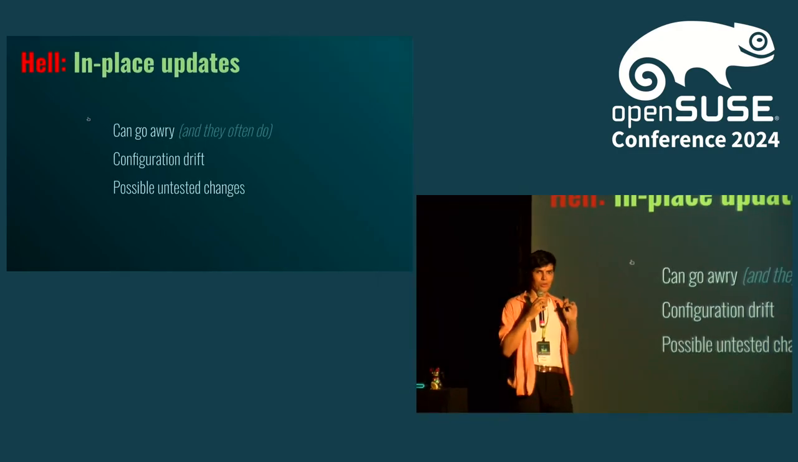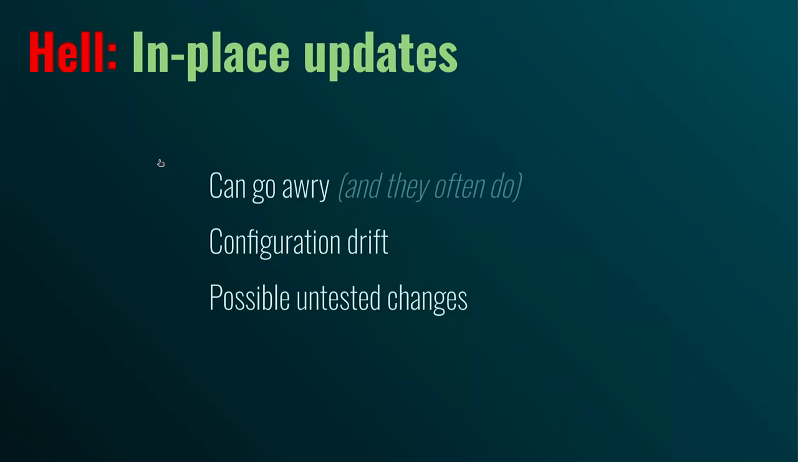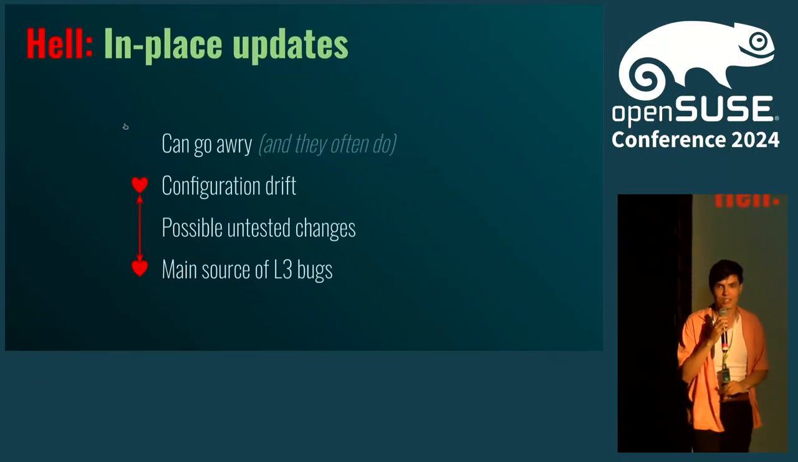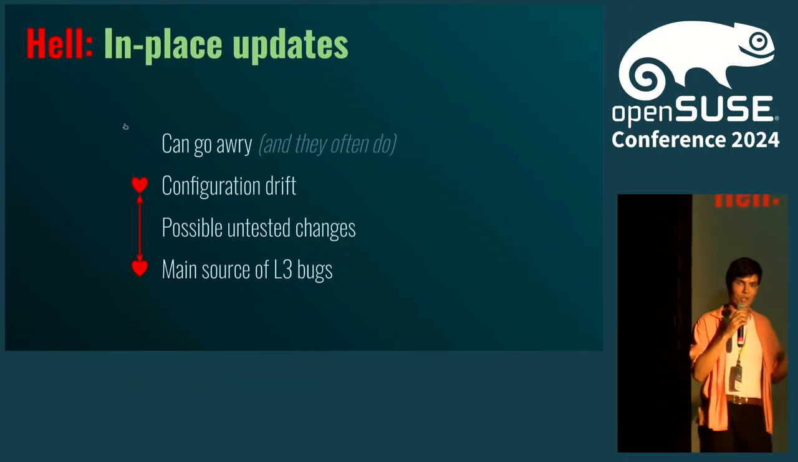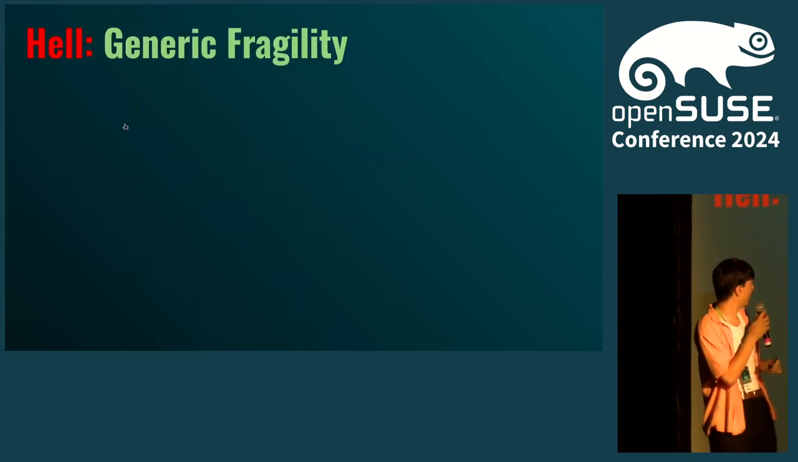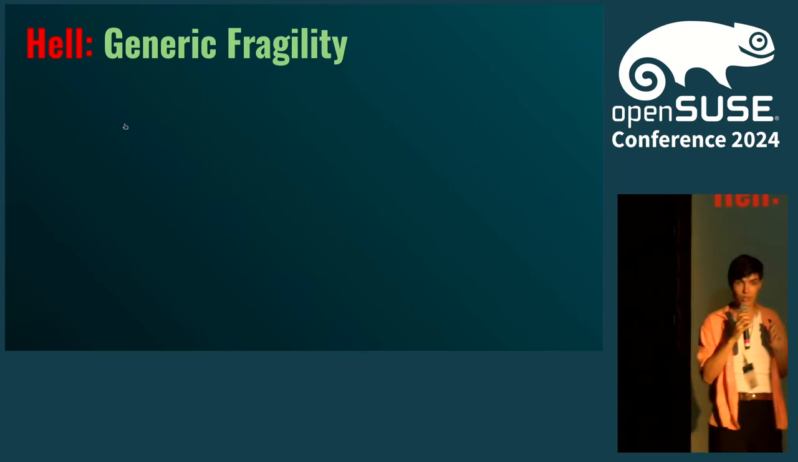You don't really have the time to test your changes when you're updating them on the live system, right? And yeah, this causes a lot of very complicated bugs, and especially these two are very in love, because as soon as you diverge from what other people think you have on your system, it's going to get horrible to debug. Yeah, generic fragility.